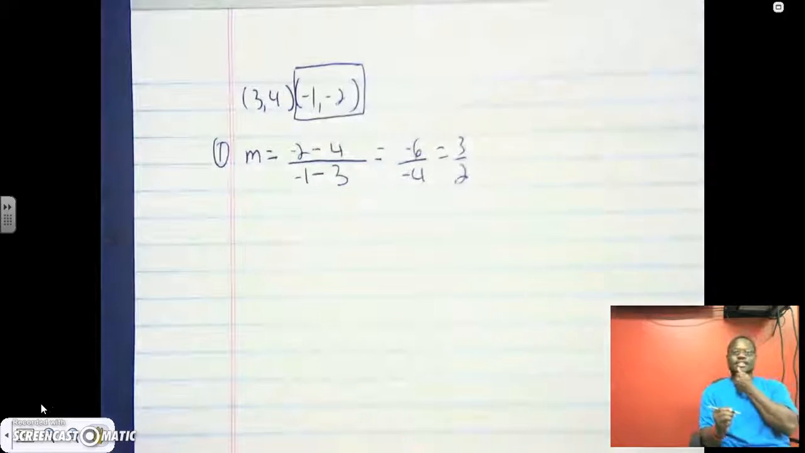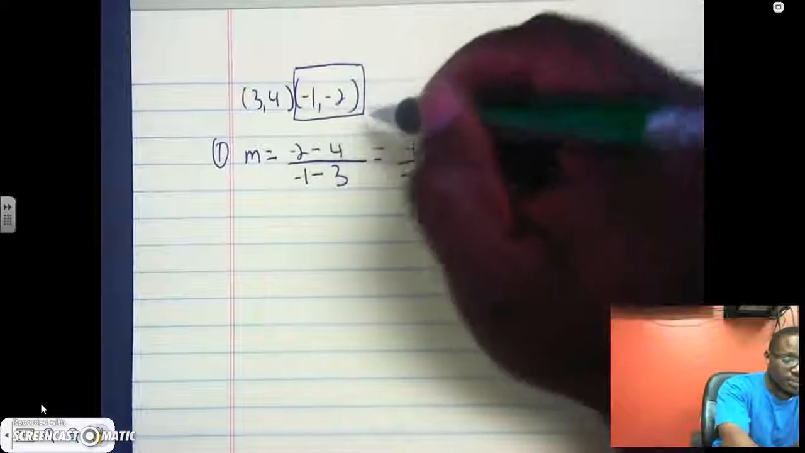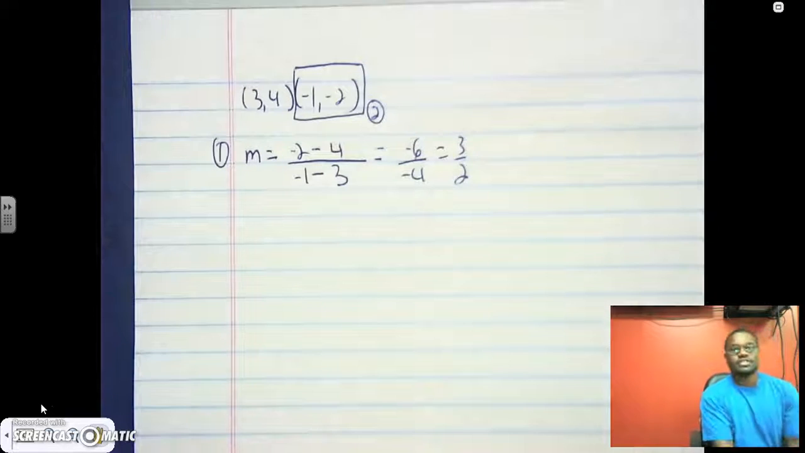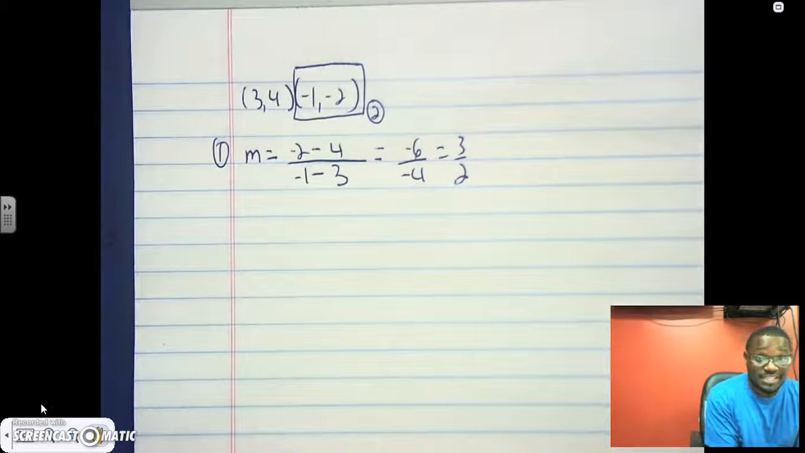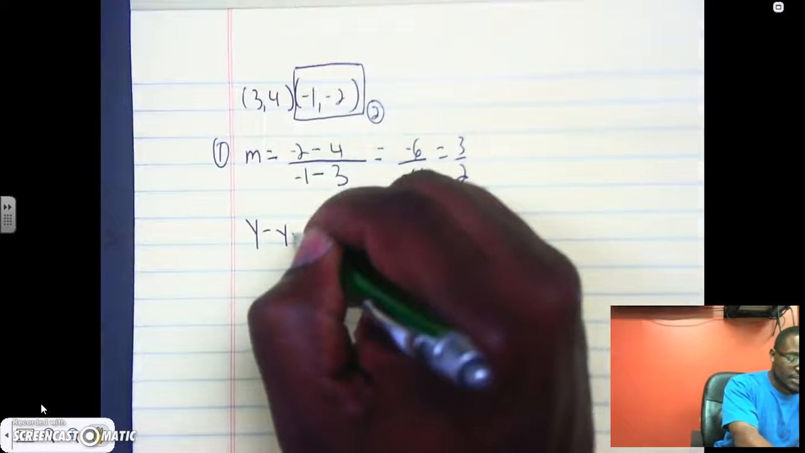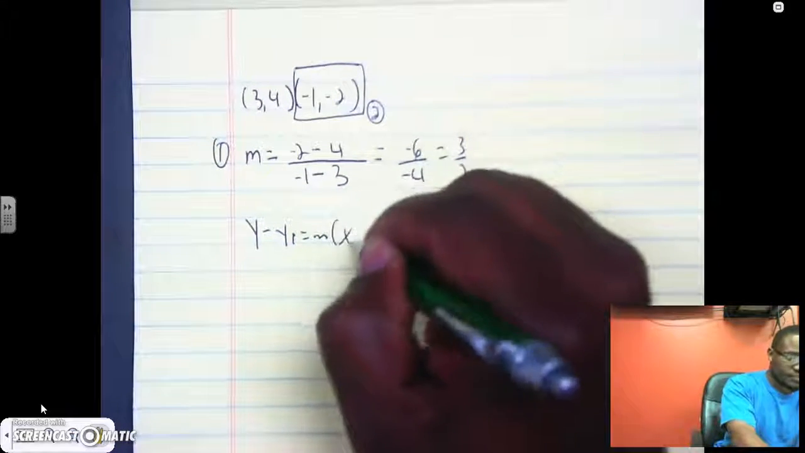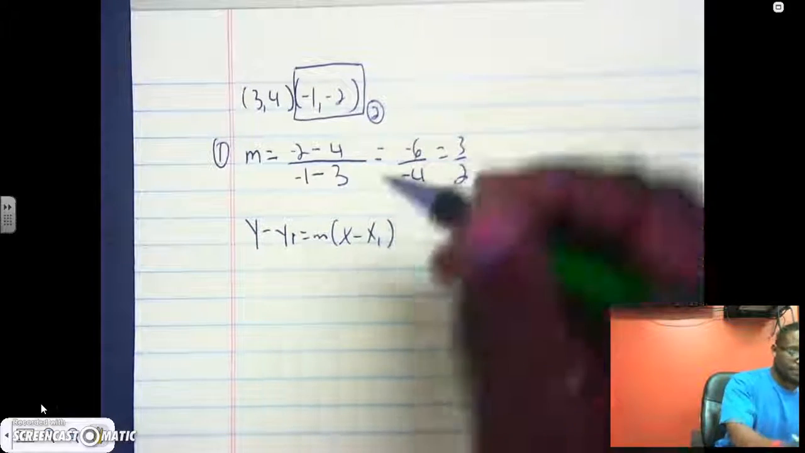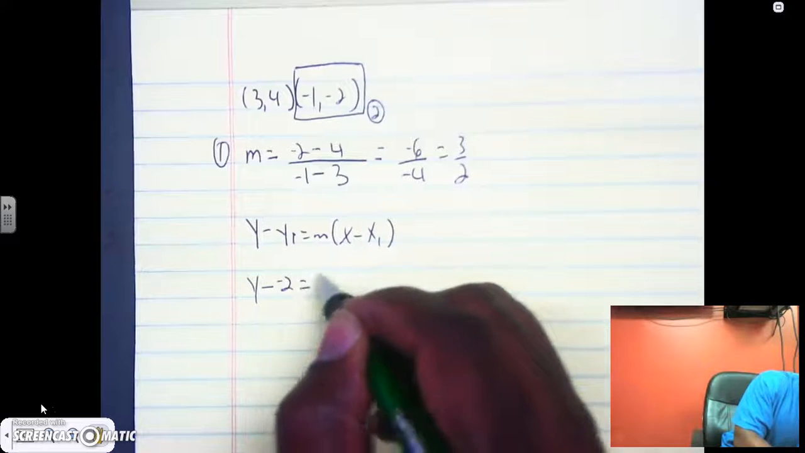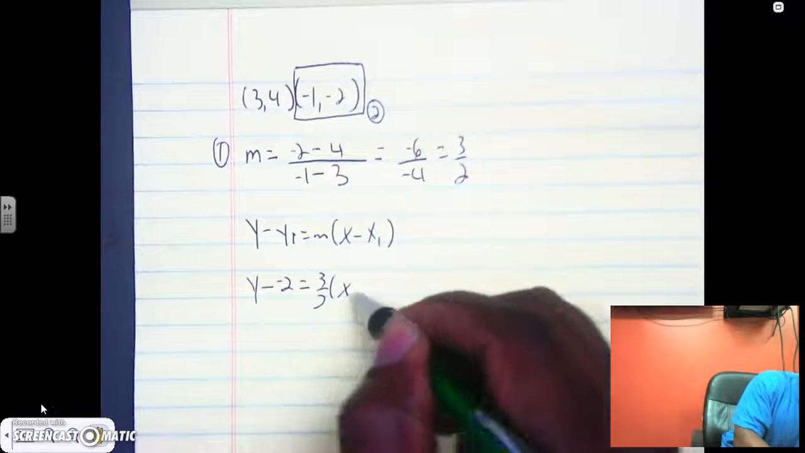Step number 2 tells us to pick a point. If you're looking at your notes, if you actually wrote that down, step number 2 says pick a point, so I'll pick that one. Does it matter which one you pick? No. Does it say pick the first or the second? No. Just pick one. Now, I usually pick a point that has 0s and 1s in it because they're easier to use, but that's just me. Step number 3 says take that point and that slope and substitute them into this equation right here. So I'm going to do that. y minus -2 equals 3 over 2 times x minus -1.